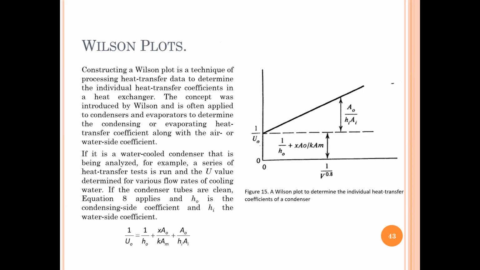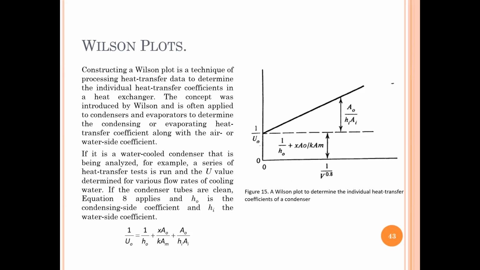So Wilson plot. Ang tawag dito is a Wilson plot to determine the individual heat transfer coefficient of a condenser. Constructing a Wilson plot is a technique of processing heat transfer data to determine the individual heat transfer coefficient in a heat exchanger. This concept was introduced by Wilson and is often applied to condensers and evaporators to determine the condensing or evaporating heat transfer coefficient along with the air or water side coefficient. If it is a water-cooled condenser that is being analyzed, for example, a series of heat transfer tests is run and the U value determined for various flow rates of cooling water.